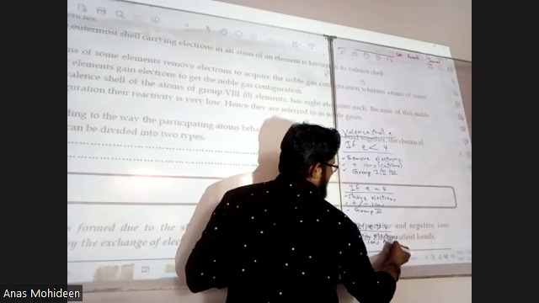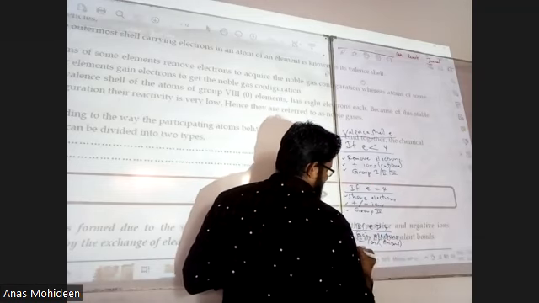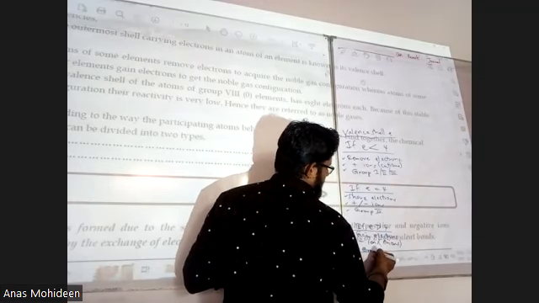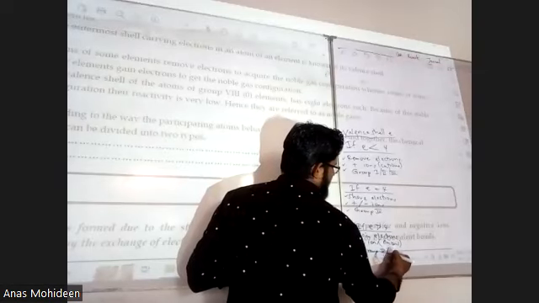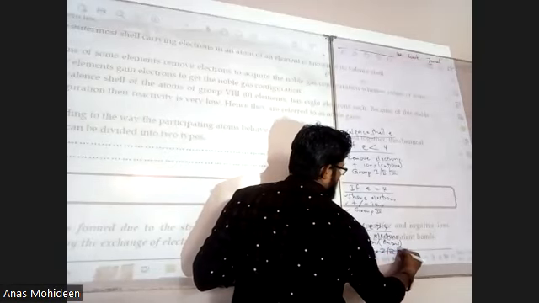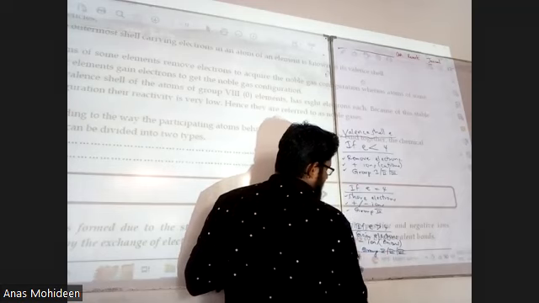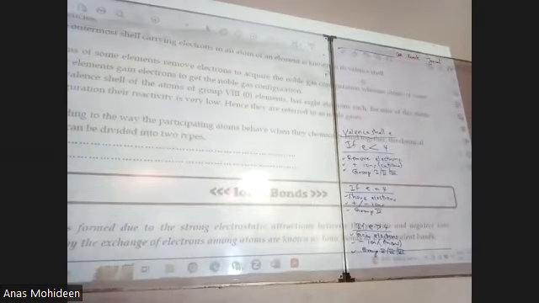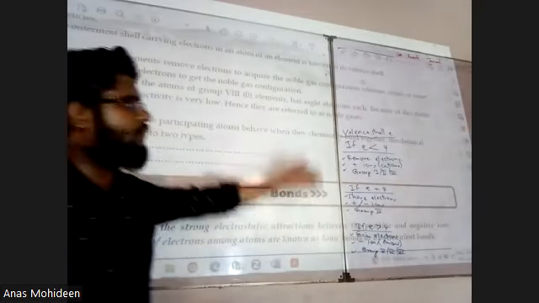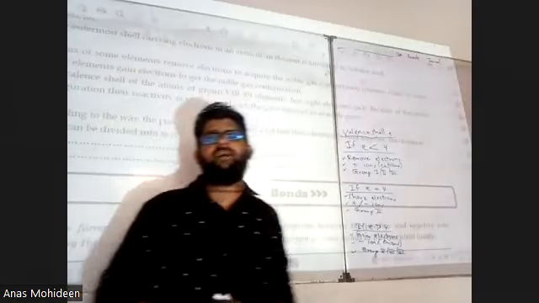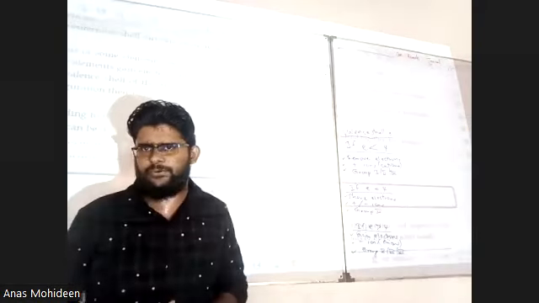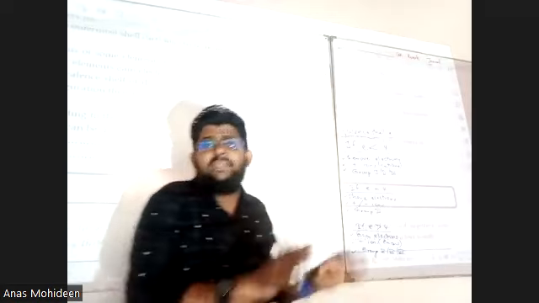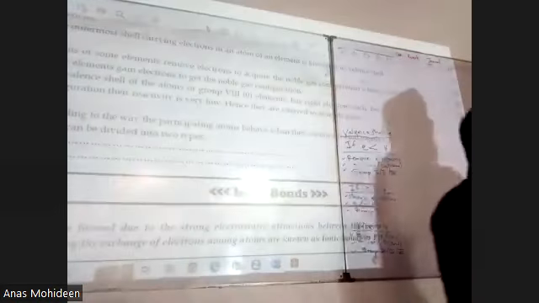Negative ions means anions. So the group numbers are 5, 6, and 7. This is what you should remember when they are making chemical bonds. Group 8 we don't mention here because group 8 elements are completed with 8 electrons, so they are stable already.